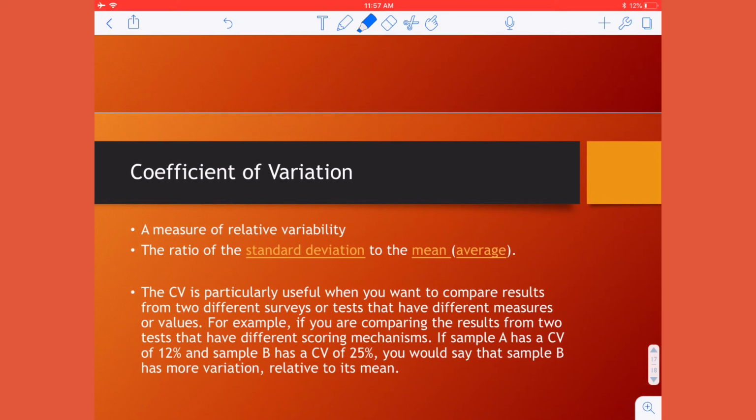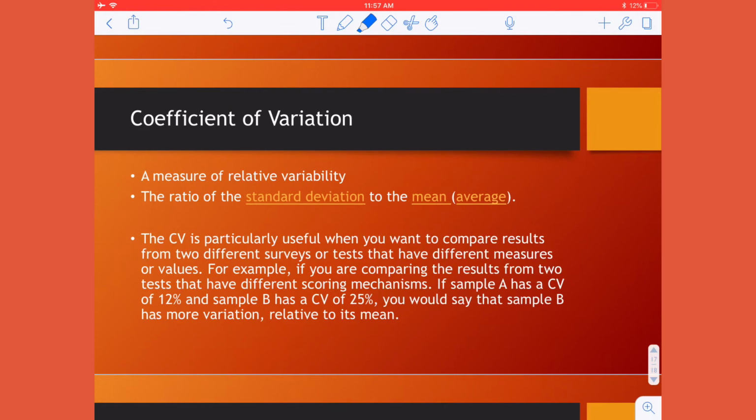Now we do have another item called the coefficient of variation. It is a measure of relative variability, so it is the ratio of the standard deviation to the mean. The coefficient of variation is particularly useful when you want to compare results from 2 different surveys or tests that have different measures or values.